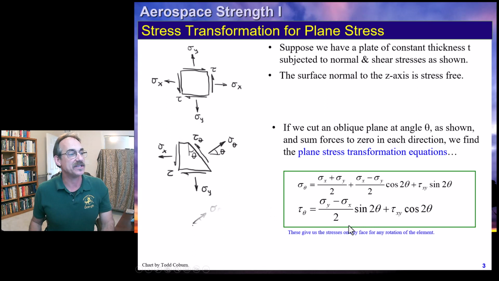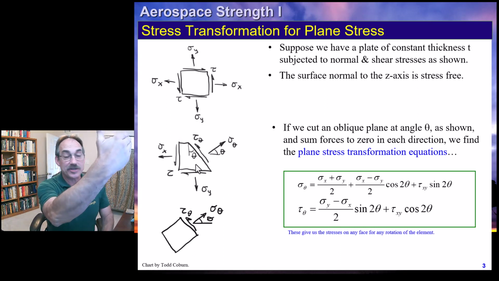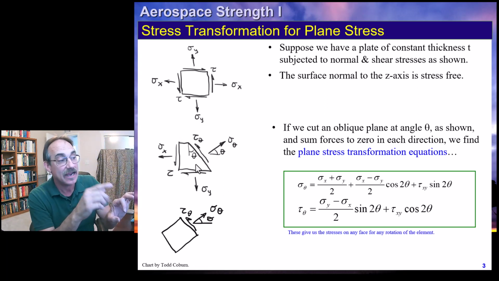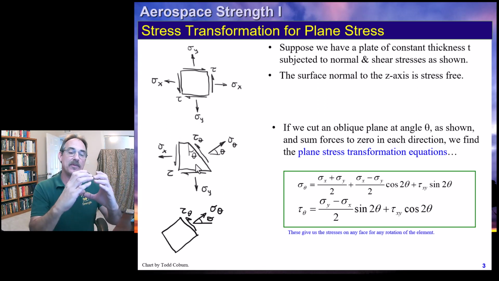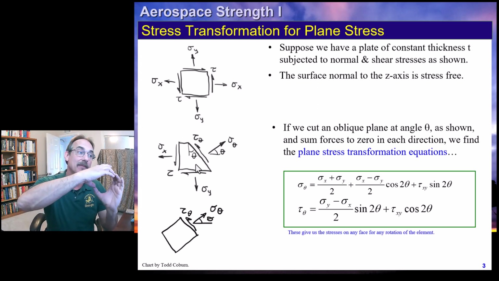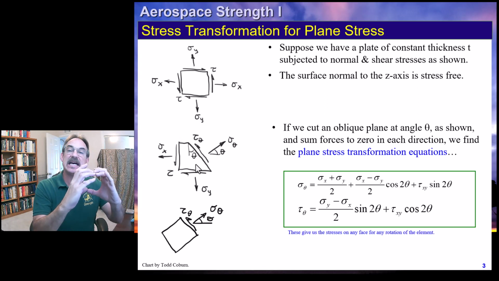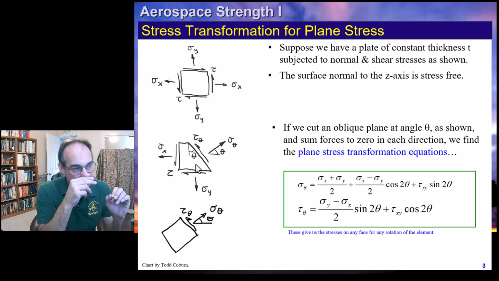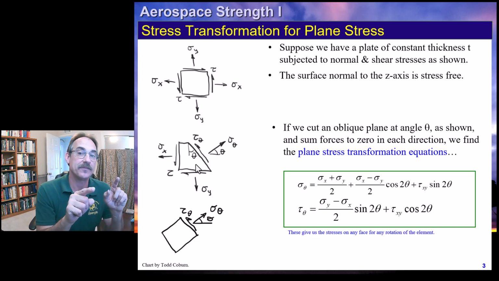This little sketch helps us to see that. The uppermost sketch shows our original element. The next sketch shows that cut face. And the third sketch says, if we think of this as just rotating the element, instead of the element being cut out of the skin like this, we cut one like this. If we want to know what the stresses are on that cut face, that new x face, or theta face, then these equations will give us sigma theta and tau theta on the inclined face.